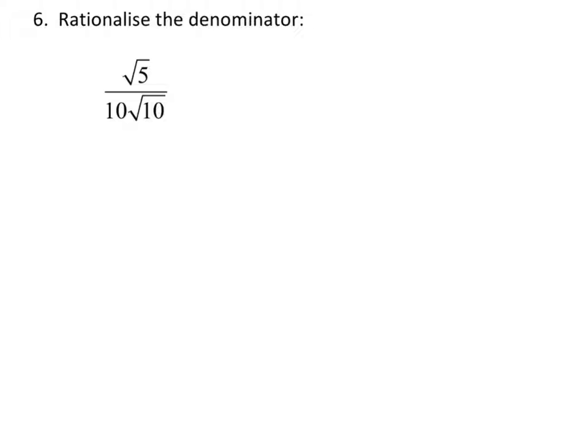Question number 6 in the non-calculator. We're asked to rationalise the denominator, which basically just means get rid of the square root on the denominator. So the denominator is this part down here, so we want to get rid of the root 10. So in order to do that, we're going to multiply by root 10 on the bottom. That will make the root disappear. So that means we'll need to multiply by root 10 at the top as well. So we're effectively just multiplying by 1, which means we're not changing the value of our fraction, we're just changing how it looks. So on the top we have root 5 times root 10, which will give us root 50.